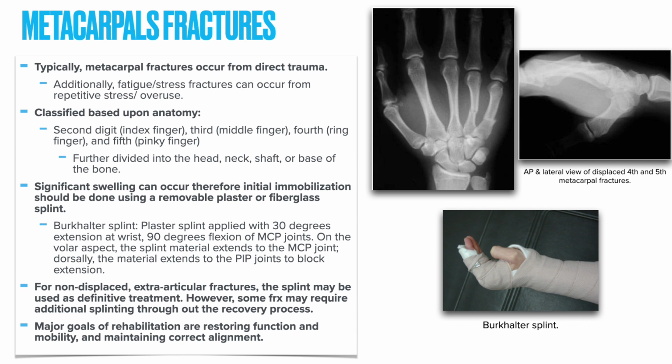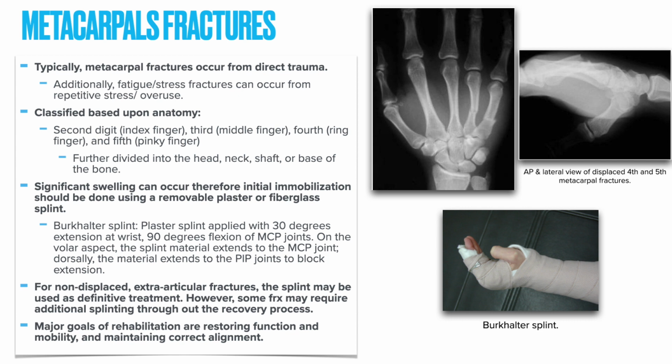So the first digit is identified as the thumb, the second digit is the index, the third is the middle, the fourth is the ring finger, and then finally the fifth digit is the pinky finger. These are further divided into head, neck, shaft, or base of the bone. And on the next slide, there is a really great diagram that labels those for you.